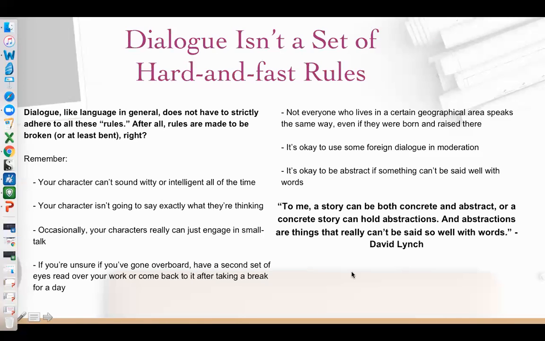So, again, it's okay to use some foreign dialogue within moderation. Carol's already got a great plan for that. It actually sounds so freaking cool. It's okay to be abstract if something can't be said well with words. So I think we've definitely done that before.